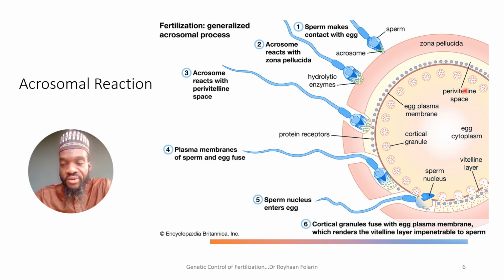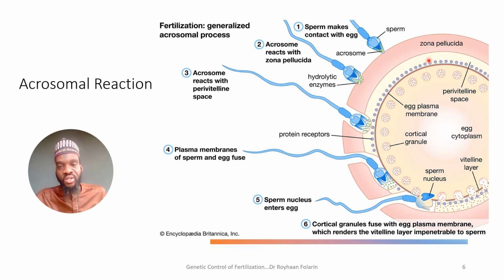Here is the egg plasma membrane, which we refer to as well as the vitelline membrane. And then you have the perivitelline space, which is the space outside here. So here again are the cortical granules. So the sperm nucleus is here, and then the vitelline layer, which we just mentioned. So this is typically rounding up, summarizing what happens in the acrosomal reaction. And this acrosomal process is very important for fertilization to occur.